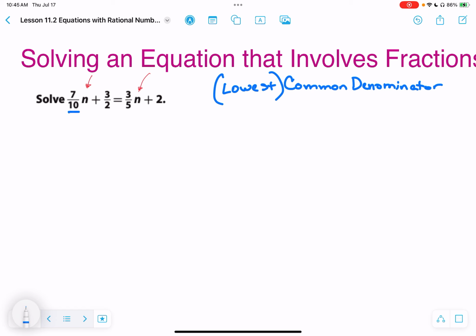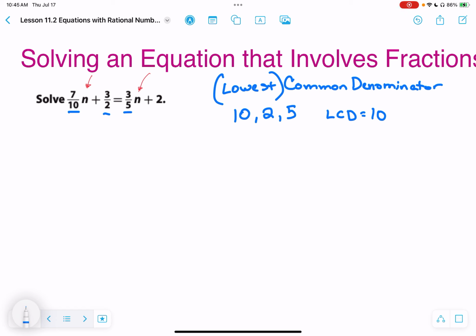So our denominators here are 10, 2, and 5. The way that I always think about the lowest common denominator is, what's the smallest number that can be divided by 10, 2, and 5? Now the answer here is 10. 10 is the lowest common denominator because 10 can be divided by 10, 10 can be divided by 2, and 10 can be divided by 5. So 10 is the smallest number that can be divided by all three of these.